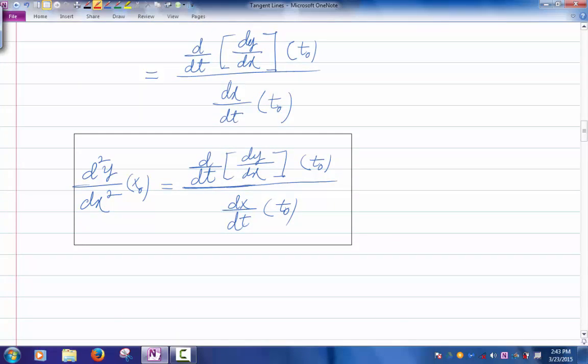So the second derivative then is going to be, you take the derivative of dy dx with respect to t divided by dx dt. Both of them are evaluated at t0. So finally, the second derivative formula that I get is d dt of dy dx evaluated at t0 divided by dx dt at t0. And that second derivative will tell us what's the concavity at x0.